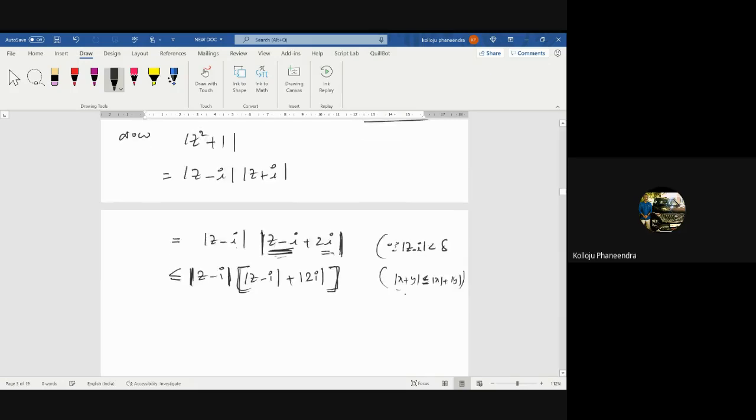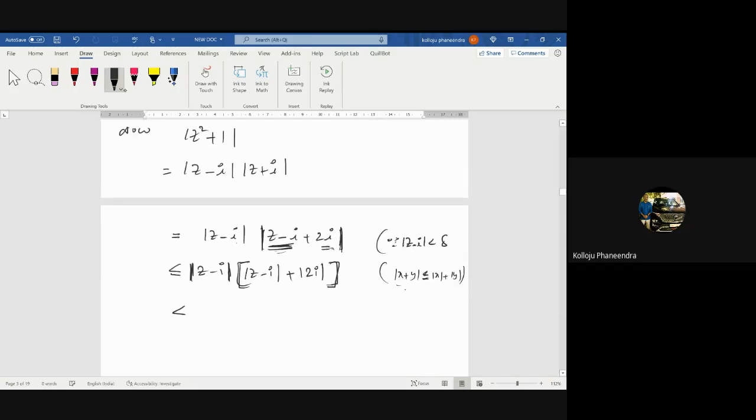Now what is this? Mod z minus i is what? Less than delta. And here also this is less than delta plus mod 2i, which becomes what? 2 only. Mod 2i is 2 only. This is the expression for what? Mod z square plus 1. But what we have? Mod z square plus 1 is less than epsilon, which is given.